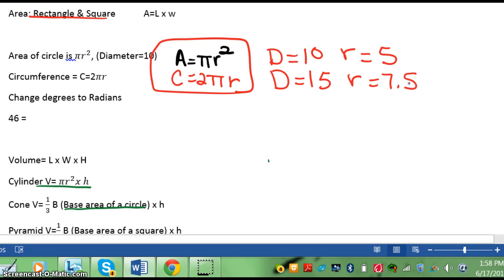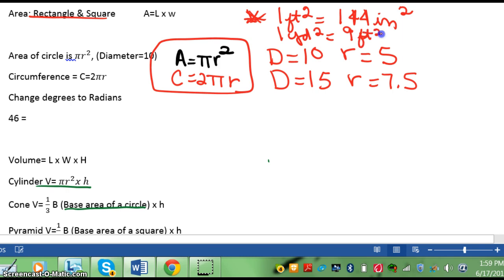One other thing that I want you to have close at hand, maybe you have forgotten, is this. 1 square foot equals 144 square inches. You will need that in some of your problems. 1 square yard equals 9 square feet. Make sure you have this somewhere in your notes. 1 square foot equals 144 square inches. 1 square yard equals 9 square feet.